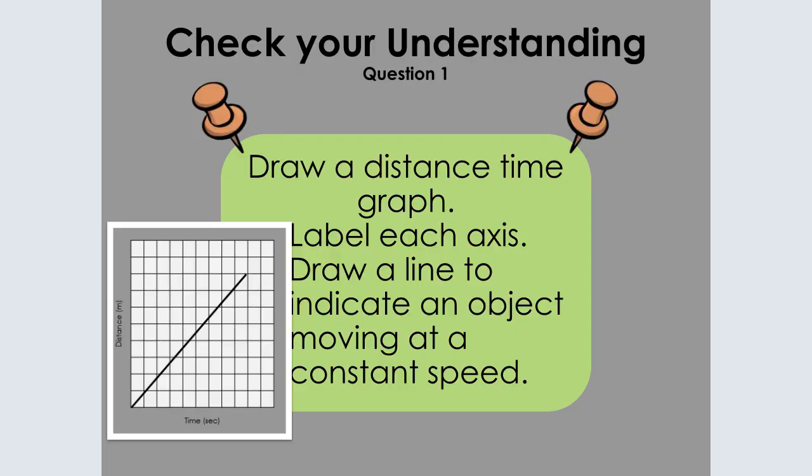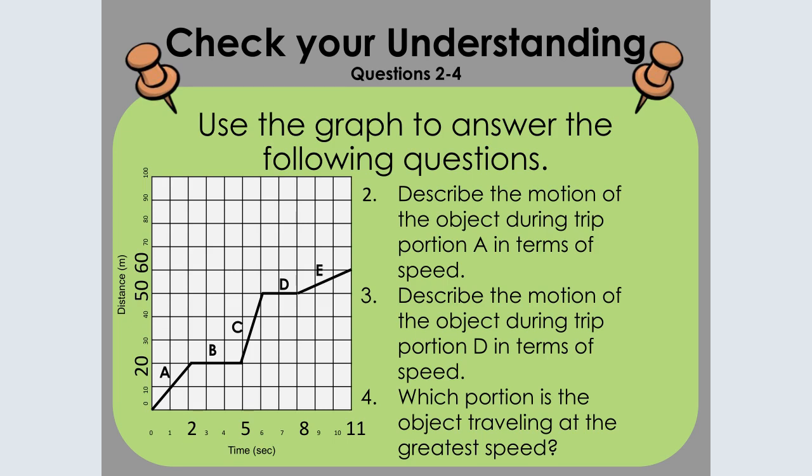So let's check our understanding. To draw a distance time graph, label the axis, right? So distance here, time here, put the numbers in. This is my y-axis and my x-axis. All right, check your understanding. Describe the motion of the object during the trip in position A. So position A, that's a constant speed. And that's in the positive direction, so to the right.